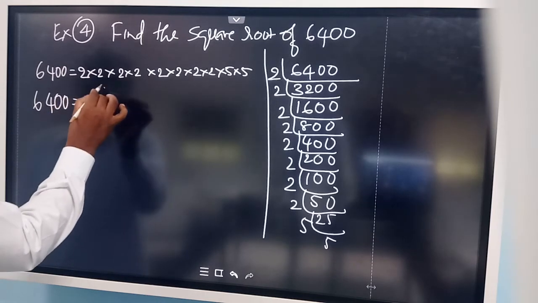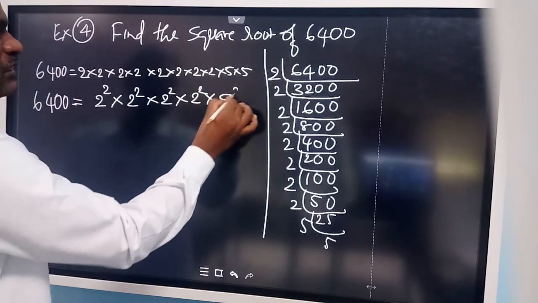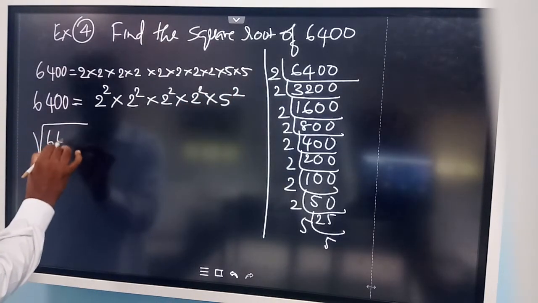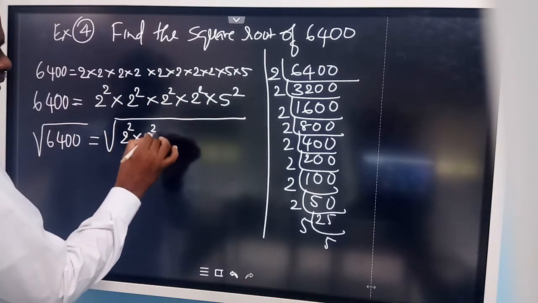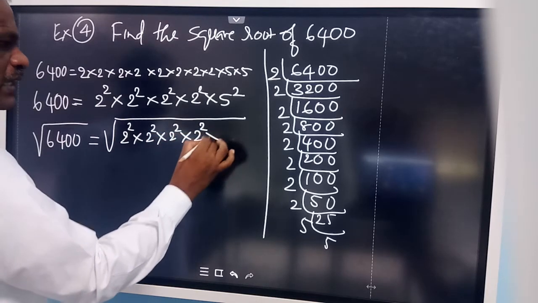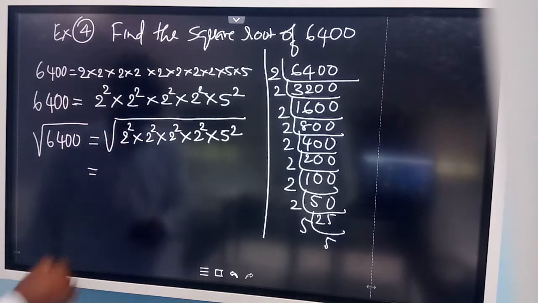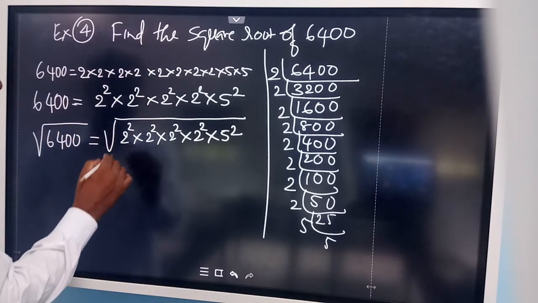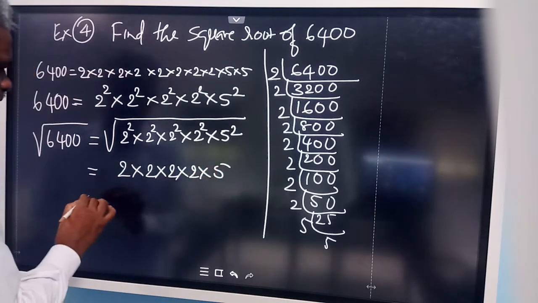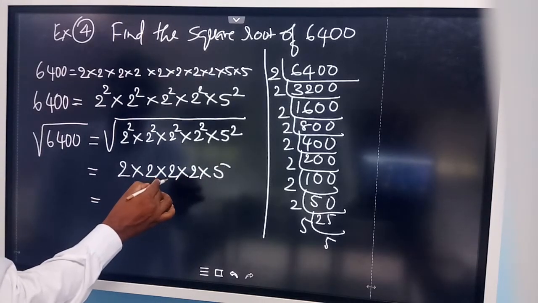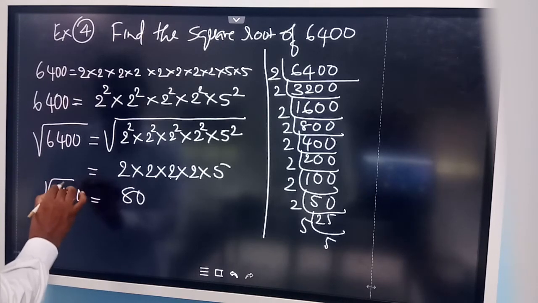Let us write this in the form of square numbers: 2 square, 2 square, 2 square, 2 square and 5 square. Now I want the square root of 6400. It is the same as the square root of these square numbers: 2 square, 2 square, 2 square, 2 square and 5 square. If you remove the square root, you can cancel the squares, and you will get only 2 into 2 into 2 into 2 into 5. If you multiply this, 5 twos are 10, 10 twos are 20, 20 twos are 40, 40 twos are 80. The square root of 6400 is 80.